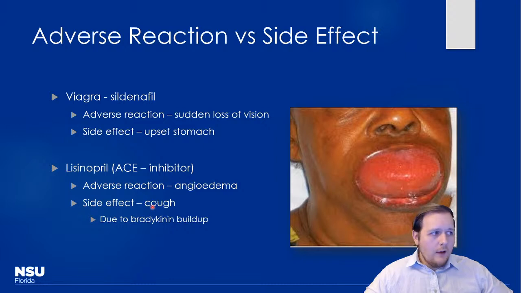On the other hand, though, an adverse reaction would be angioedema. So imagine if you were taking a drug and your tongue became that swollen, it was sticking out of your mouth along with other parts of the airway.